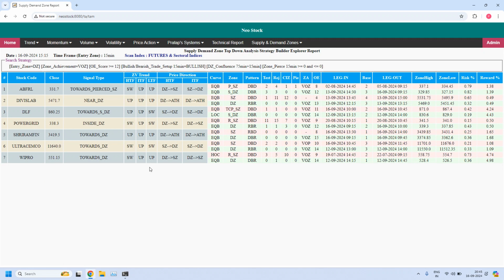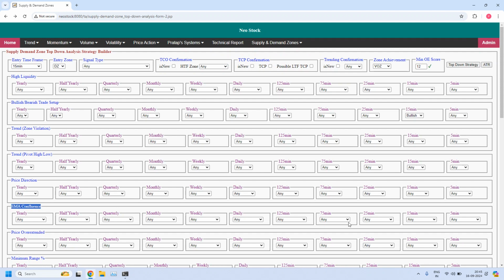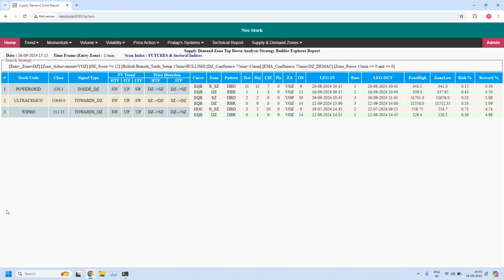And 75 minutes trend is uptrend because it is bullish trade setup. If the 75 minute zones are having daily EMA confluence, it is a high probability trade setup. Let's verify even EMA confluence. The EMA confluence, 75 minutes time frame, 75 minutes demand zone with daily EMA confluence. 3 stocks are filtered. So these 3 stocks are supporting bullish trade setup for daily income trade, and a 15 minute zone and a 75 minute zone confluence. That means 15 minute zone is part of 75 minutes, and that 75 minutes is having daily EMA confluence.